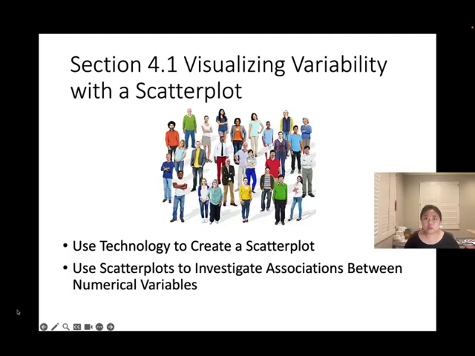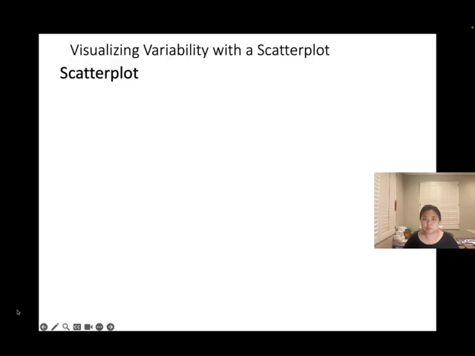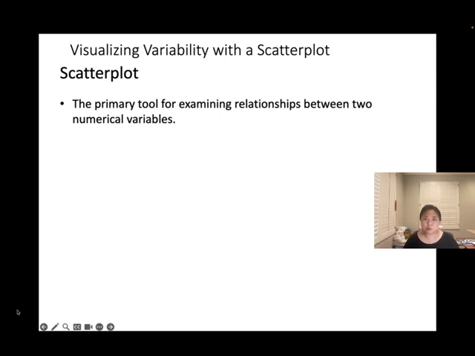Session 4.1: Visualizing Variability with a Scatterplot. For these sessions, we will use the technology to create a scatterplot. So we'll be using the calculator to create the scatterplot here. And if we want to investigate associations between two numerical variables, we'll be using the scatterplot, the primary tool for examining the relationship between two numerical variables.